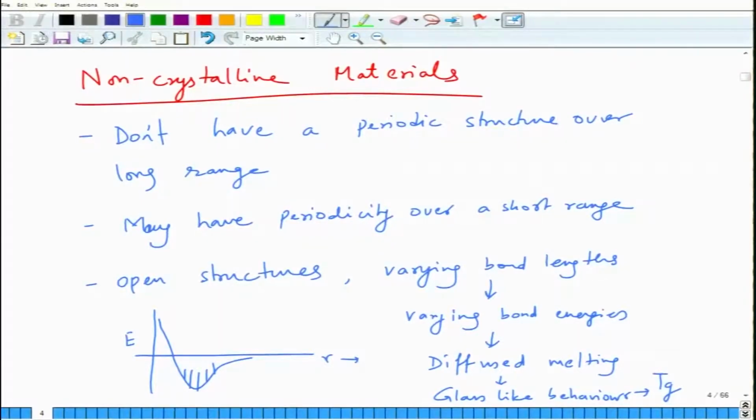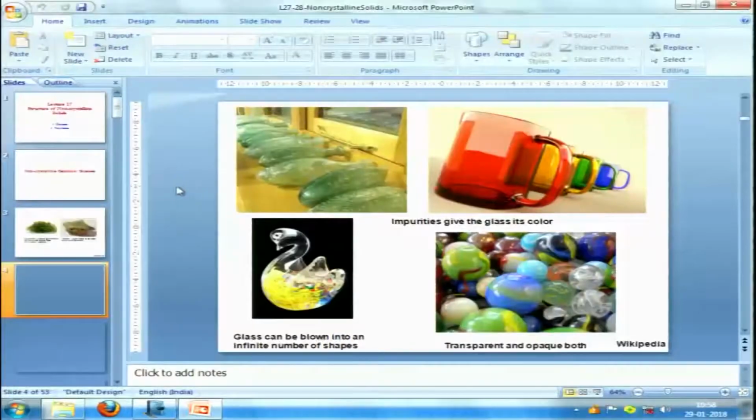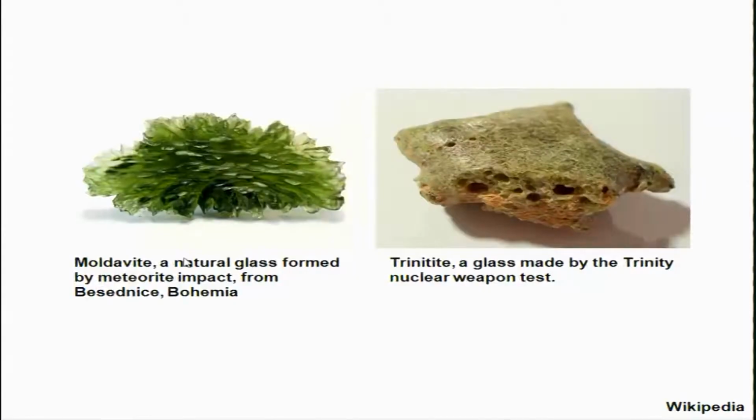As a result, they tend to form structures which are non-periodic glassy structures. So, there are materials such as, so I will show you some slides. If you look at, for instance, this slide, this is taken from Wikipedia. This is a natural glass which is formed by a meteorite impact. This is called Moldavite. You can see that it has this nice greenish texture and sort of transparency in its flakes. It has this naturally solidified structure which is basically a glassy structure.